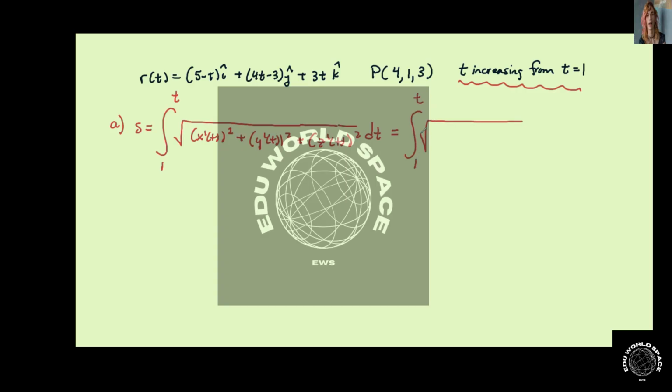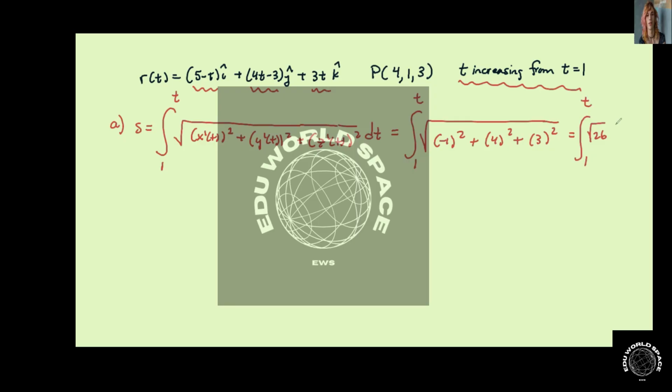We're going to do the derivative of our x component. So we get derivative of 5 minus t is minus 1. So we get minus 1 squared. Now we take the derivative of 4t minus 3, so that's 4. And then we square it, and finally derivative of 3t is 3. Okay, so we get 16 plus 9 plus 1, so we get square root of 26.